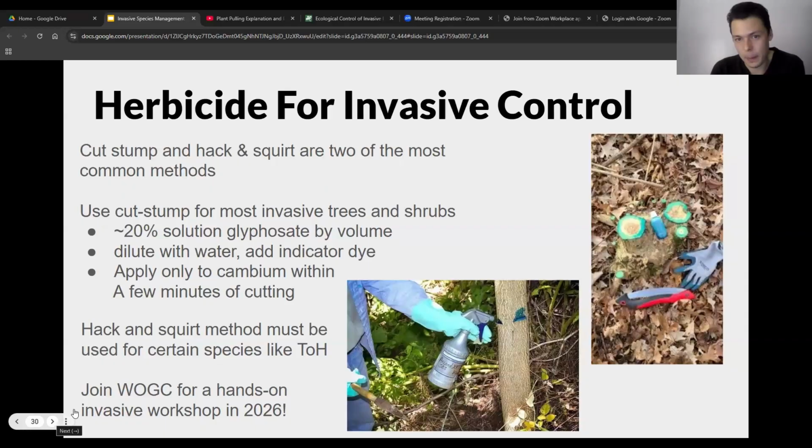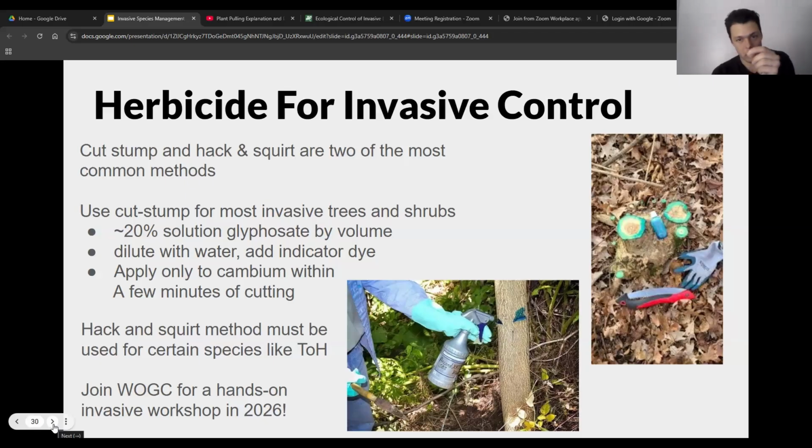So where we, as in the picture on the right, cut, it's probably a honeysuckle, cut it all the way down to just a few inches above the ground, and then immediately using a dauber bottle, a bingo marker that has a 20% glyphosate solution with blue indicator dye, which is also partly a safety precaution and partially a way to help you know where you've applied.